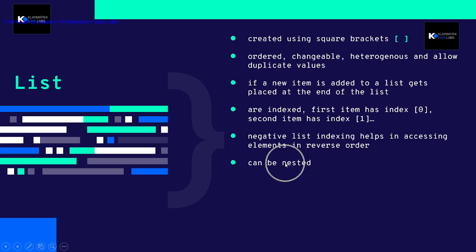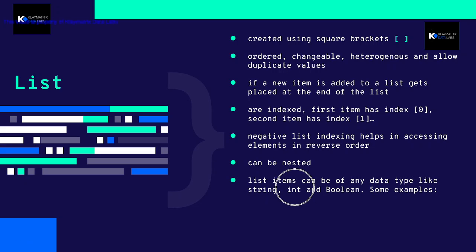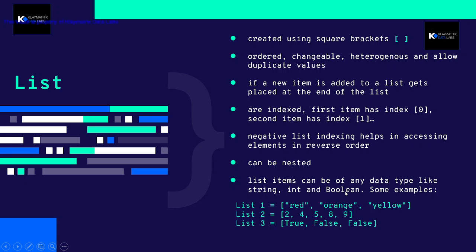A list can be nested, which means we can have a list within a list. A list item can be of any type. We can have a list of strings, a list of integers, a list of booleans, or a list which is a mix of these. Here are some examples of lists: we have this list which has all strings, this is a list which has all numeric, and this is a list which has all boolean.